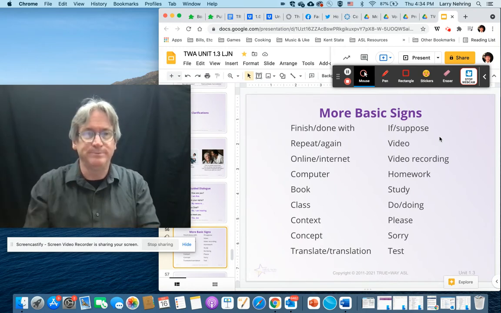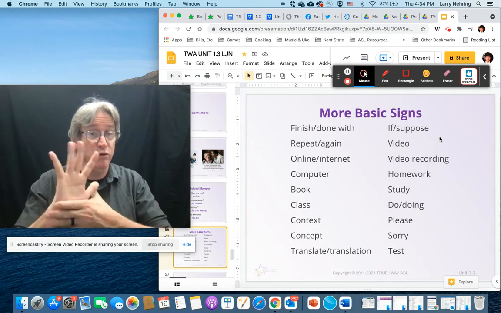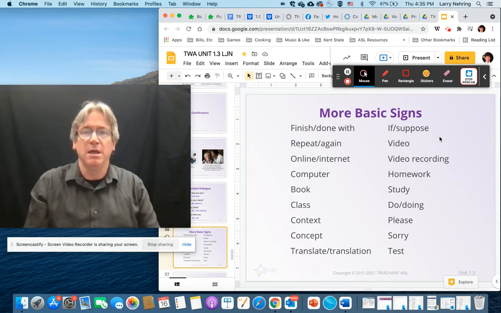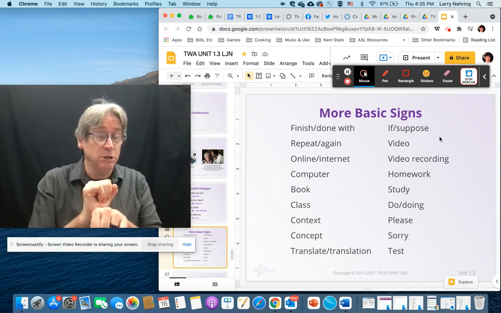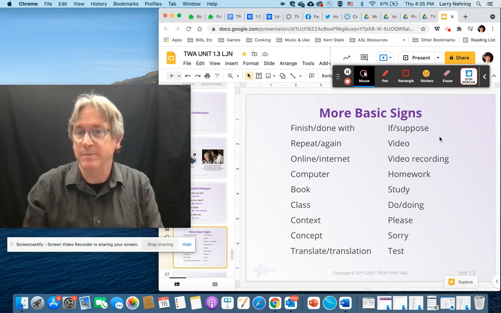Record myself, record you. They're also, in their dictionary, they use this for like movie copy. Don't copy movies, that's piracy. Okay. Homework or homework. This is the one they tend to use in the videos. Study.